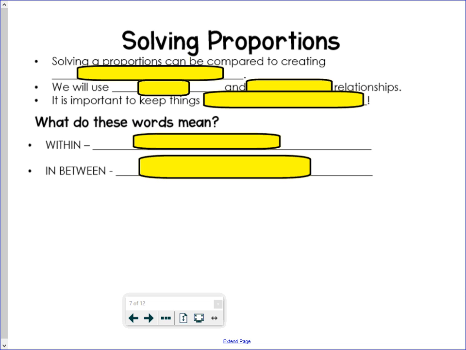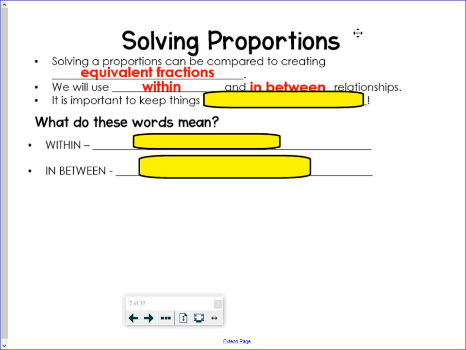All right, today we are going to learn how to solve proportions. So solving a proportion can be compared to creating equivalent fractions. We will use within and in between relationships. It is important to keep things balanced or equivalent.